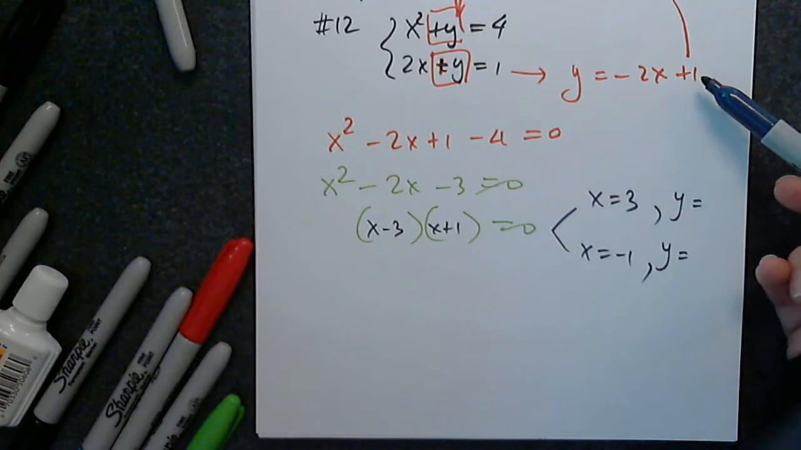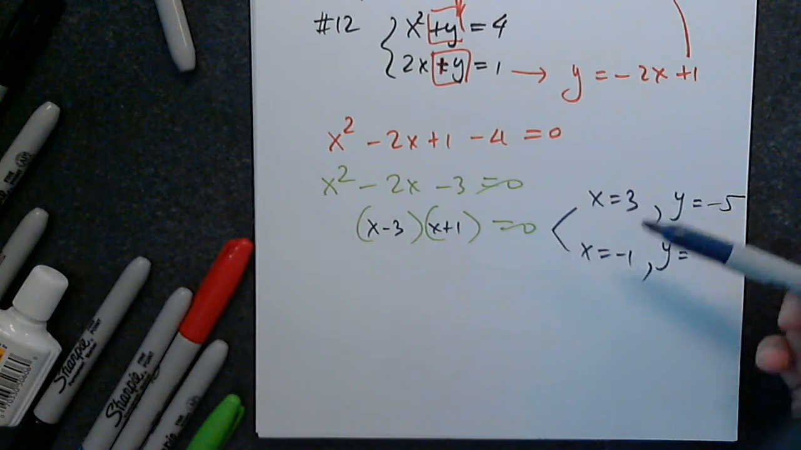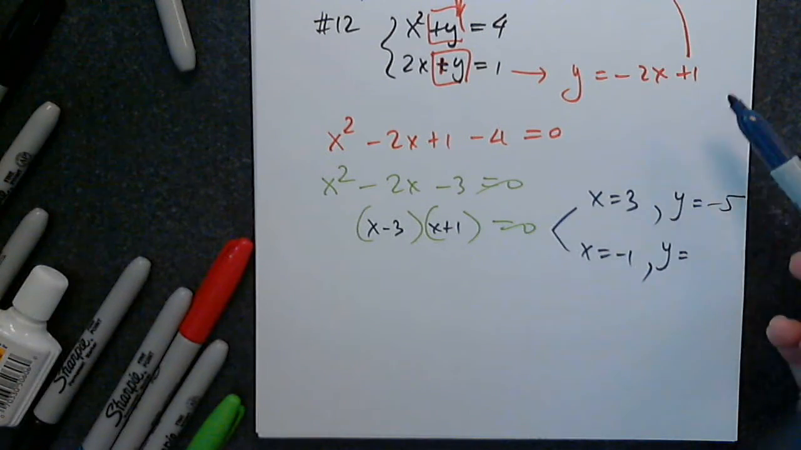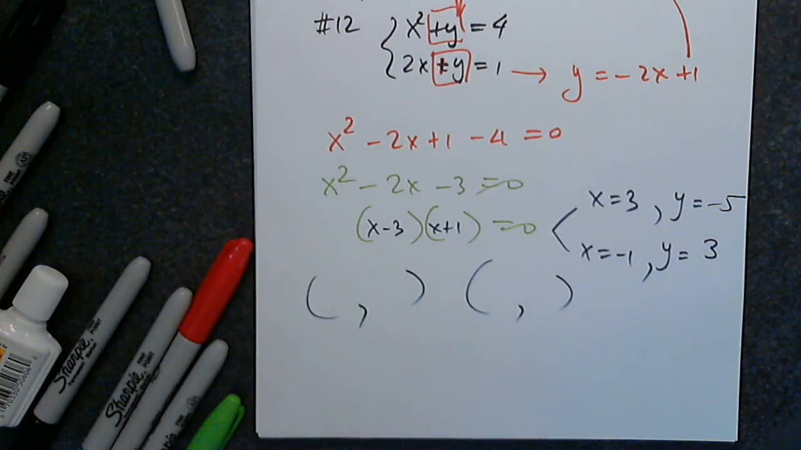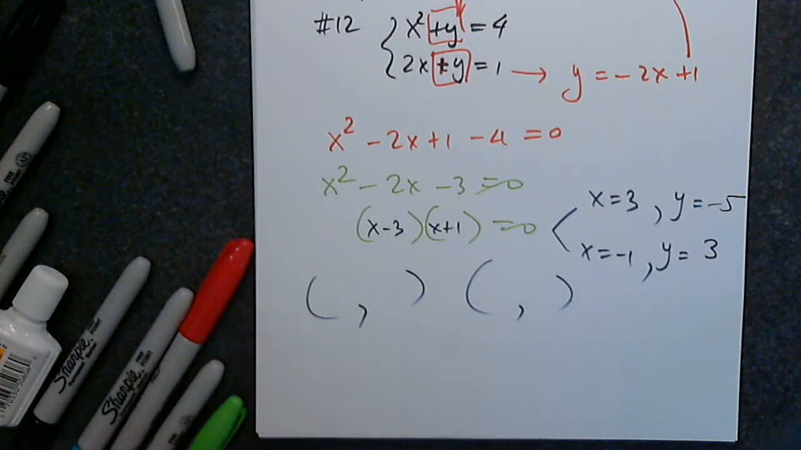Three times negative 2 is negative 6, plus 1 is negative 5, and negative 2 times negative 1 is 2, plus 1 is 3. It happens that this system, as I mentioned before, is non-linear, because the first equation is not linear. The second one happens to be, but the first one is not. Well, what are the solutions that we just determined?